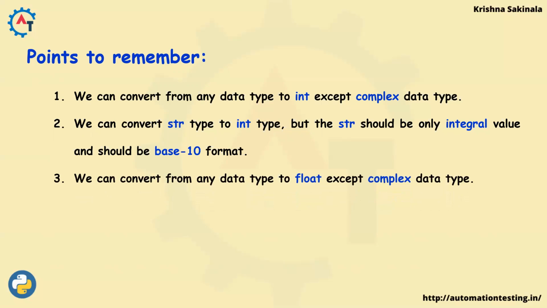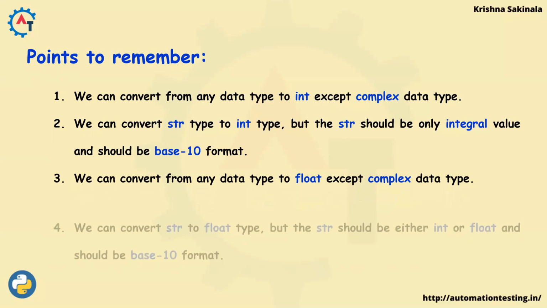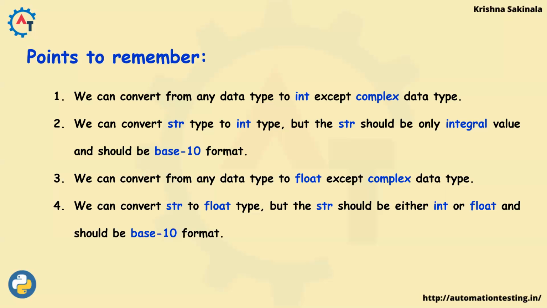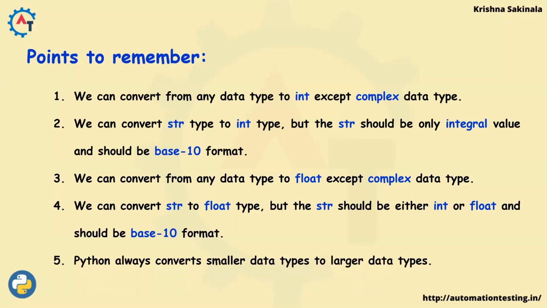In the same way, we can convert from any data type to float except complex data type. It is very similar to the first point. We can convert from any data type to integer and the same way to float, but we cannot convert to complex. The same point again: we can convert str to float type, but the str should be either int or float and should be in base 10 format. Base 10 means the normal integers 1, 2, 3, 4, what we normally use. Python always converts smaller data types to larger data types. For example, int to float automatically converts. These are all the points we need to remember while typecasting any data type in Python.